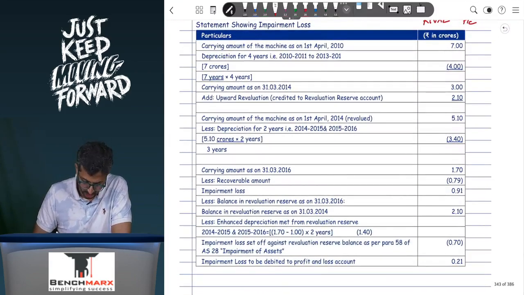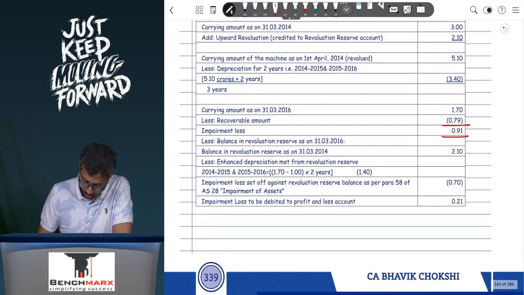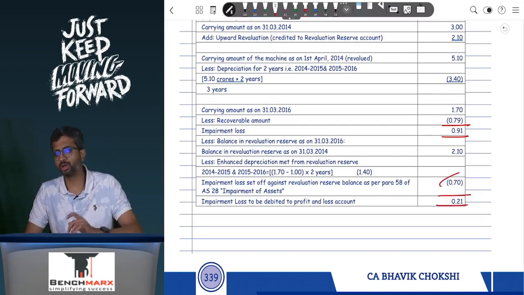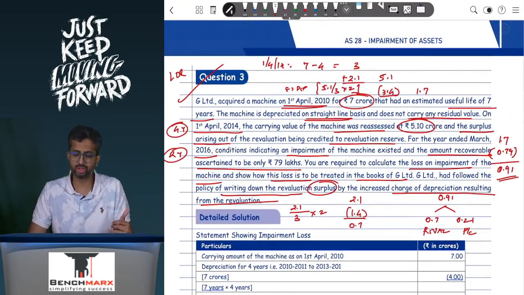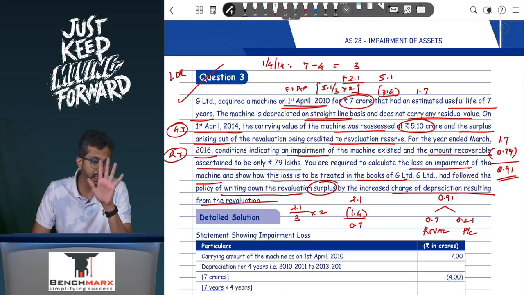So over here, if I go to C, I can compare 1.7 with 0.79 and see 0.91 is my impairment loss. Out of the 2.1, I will adjust whatever is remaining, 0.7, from the revaluation, and hence 0.21 will go to the P&L. So this is a question where the institute helps you practice both the AS10 revaluation adjustment. Remember, it is not mandatory for you to transfer the balance in the revaluation reserve in the ratio of depreciation, but the question very clearly tells you that you have decided to transfer that, so we will do that.